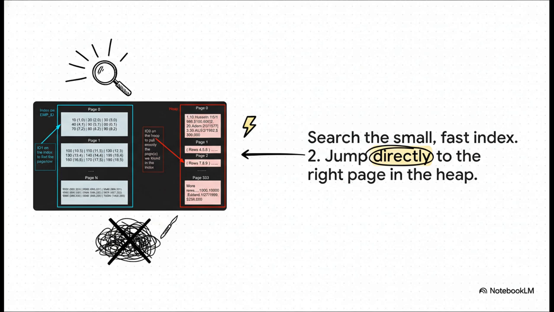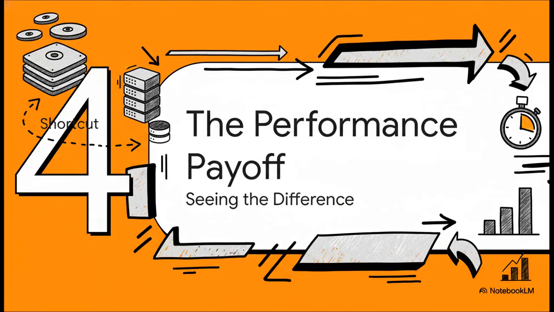So this is the workflow in action. Instead of scanning that huge, messy heap, the database first does a super fast search on the small index. The moment it finds the entry, it uses that pointer to make one single direct jump to the correct page in the heap. It's surgical, not brute force. Okay, enough theory. Let's see the payoff.